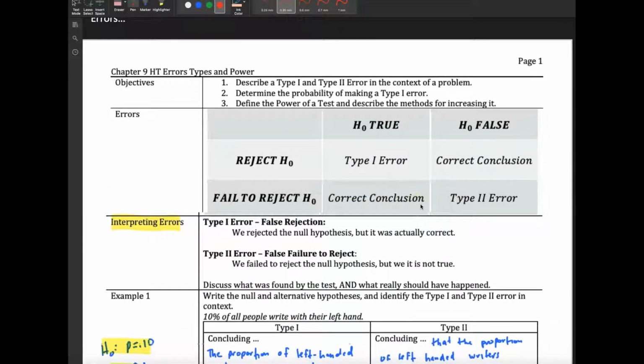Okay, we end this introductory unit on hypothesis testing with something called type 1 and type 2 errors and an idea of power, the power of a test. So let's start with errors.